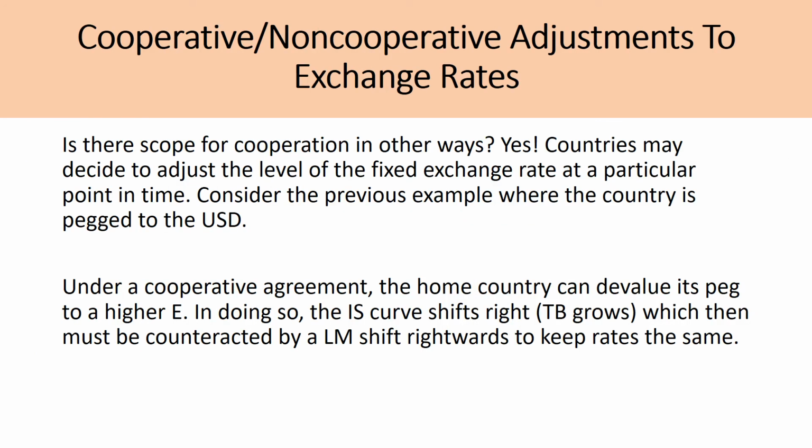Now, is there scope for cooperation in other ways? Yes. Countries may decide to adjust the level of the fixed exchange rate at a particular point in time. So consider the previous example where the country is pegged to the US dollar. Under a cooperative agreement, the home country could devalue its peg to a higher E. In doing so, the IS curve shifts right, so the trade balance grows, which then must be counteracted by an LM shift rightwards to keep rates the same.